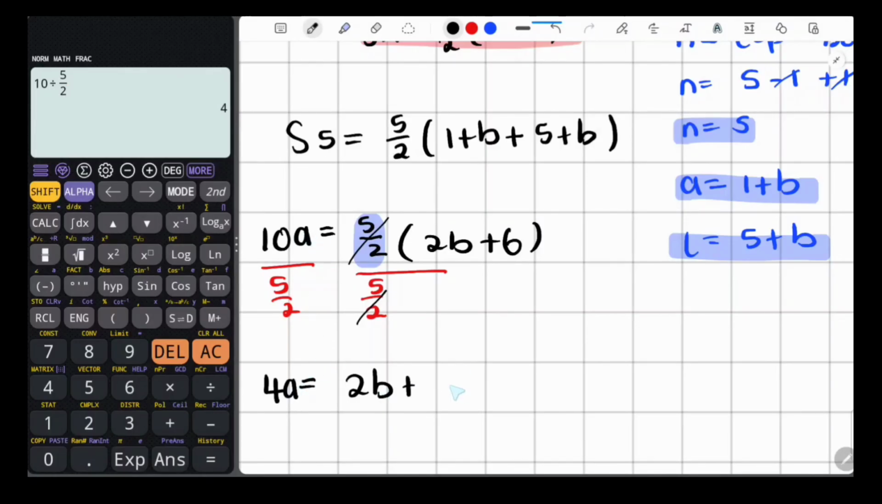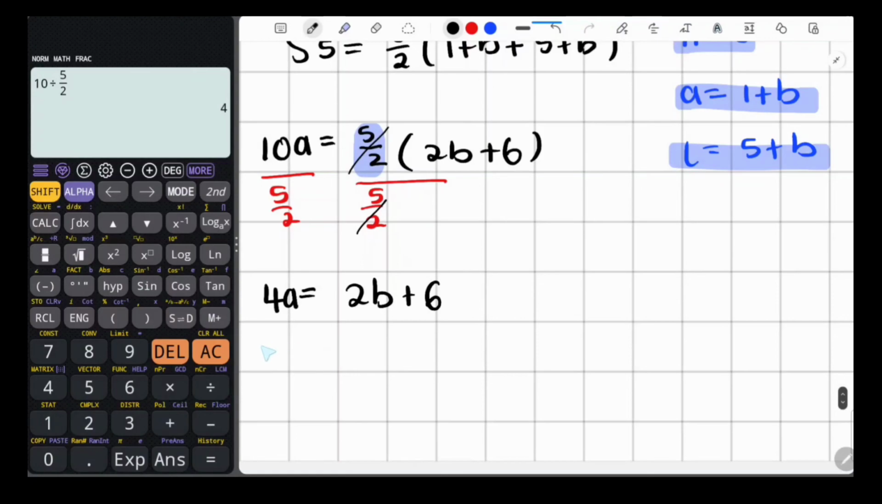I forgot about the a plus 6. And now we just have to make b the subject. Okay, so take 6 over. We have 4a minus 6 is equal to 2b. And then divide both sides by 2.